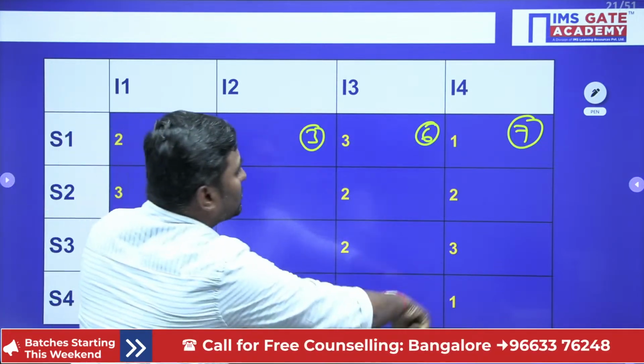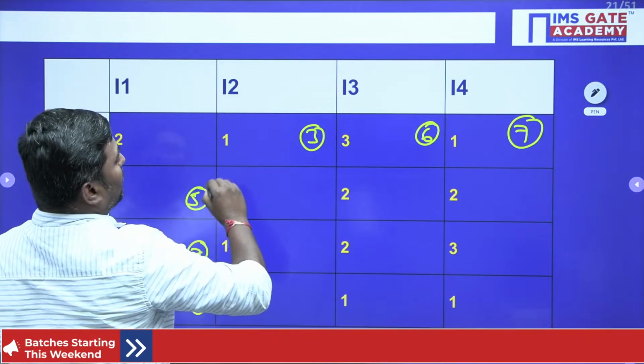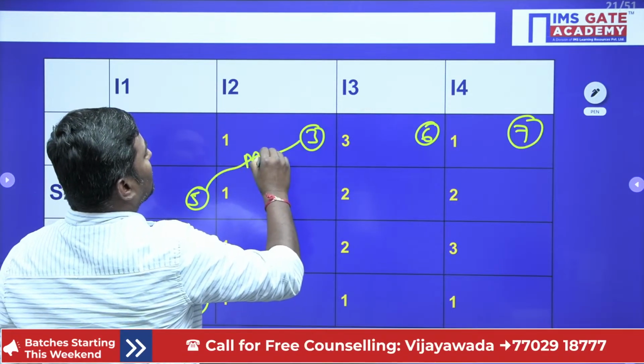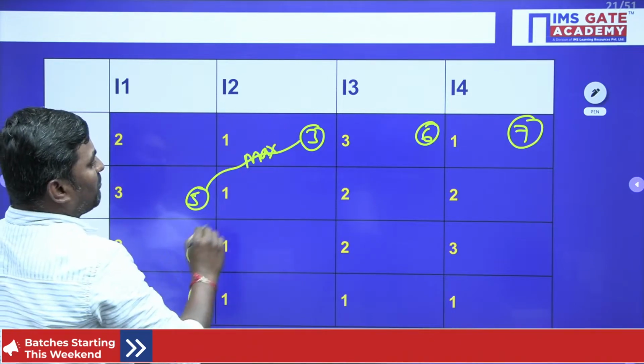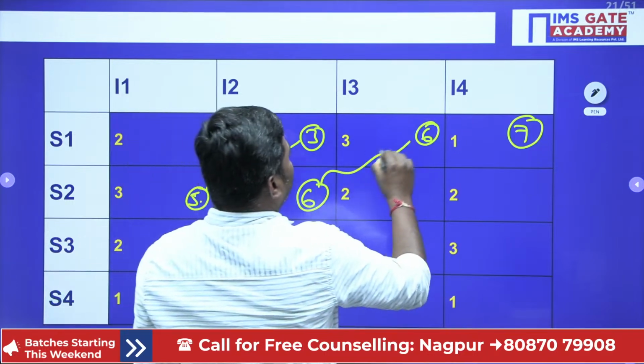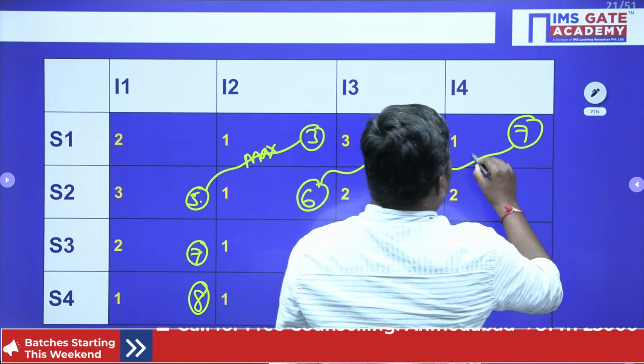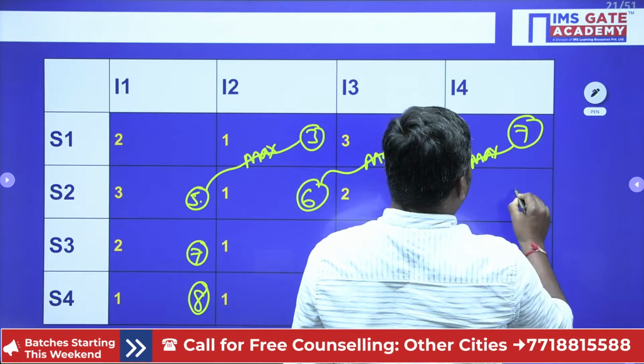Now remaining cells need to be updated. What do you do? You take this corner, maximum of these 2 values. What is the maximum of these 2 values? 5. 5 plus 1 is 6. So take again the maximum of these 2 values. What is the maximum of this one? 6. 6 plus 2 is 8. Take the maximum of this value: 8. 8 plus 2 is 10.